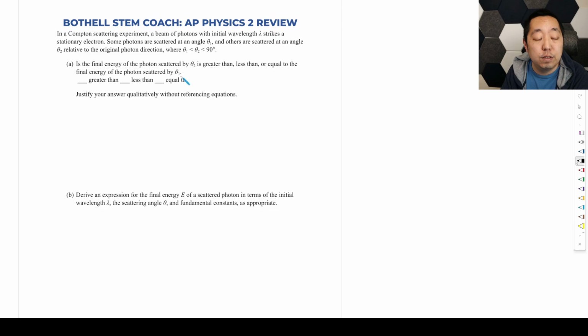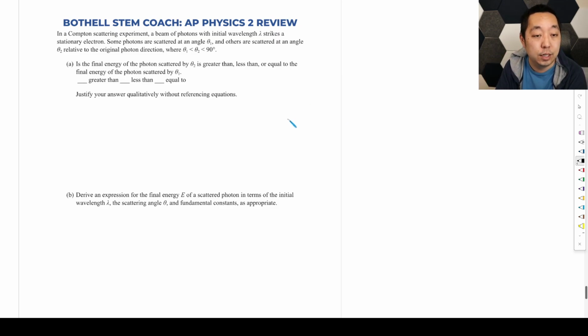Is the final energy of the photon scattered by theta 2 greater than, less than, or equal to the final energy of the photon scattered by theta 1? Justify your answer qualitatively without referencing equations here. So now when we want to do this qualitatively without just looking at the Compton equation, we have to think about the principles that are applied.